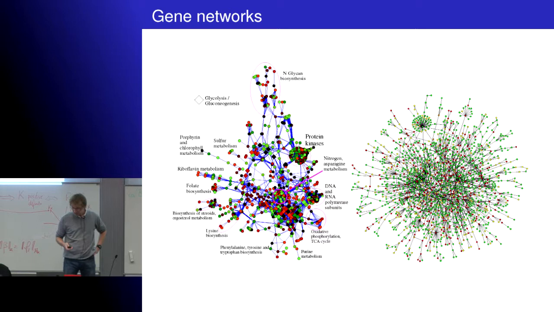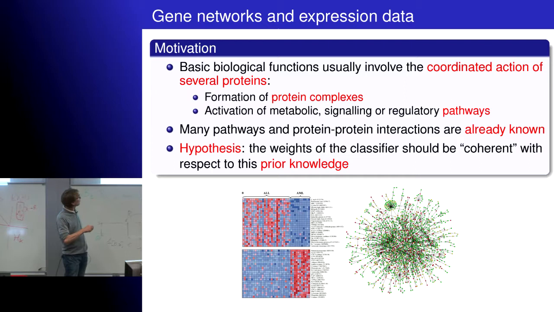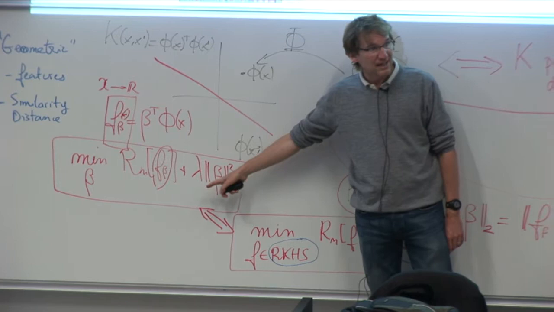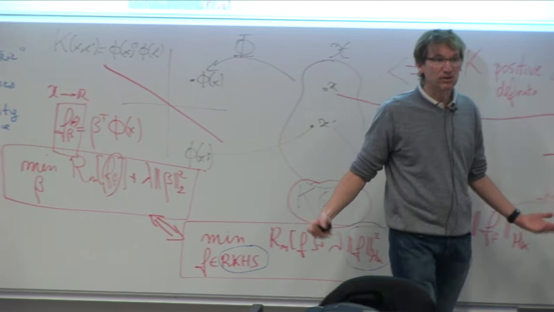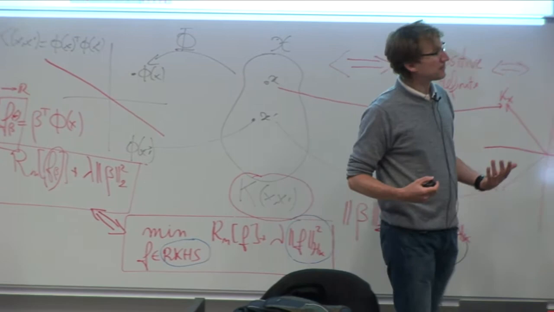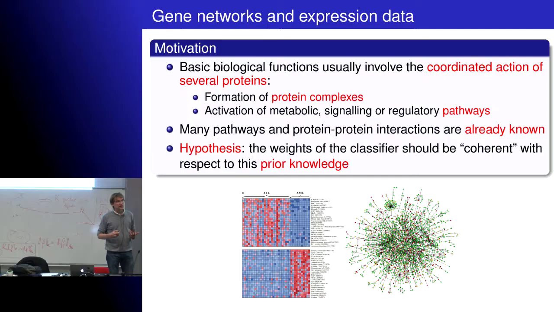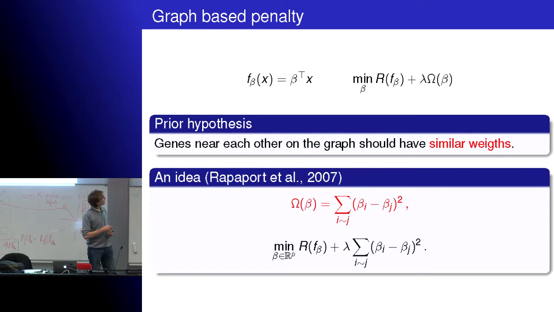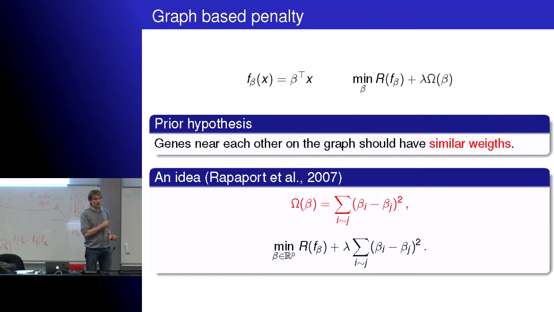A hypothesis we could make is, suppose we have the data, we will restrict ourselves to learning a linear model. It's already complicated enough, so we will make a linear model in dimension 20,000. But instead of just saying, let's make a linear model regularized with an L2 norm of beta, which could work but has no knowledge here, what about changing the penalty so that the model itself would be more coherent with what we know about the genes? More coherent could typically mean that when we learn a linear model beta, we could try to impose that the weights of features which are connected to each other are similar to each other.